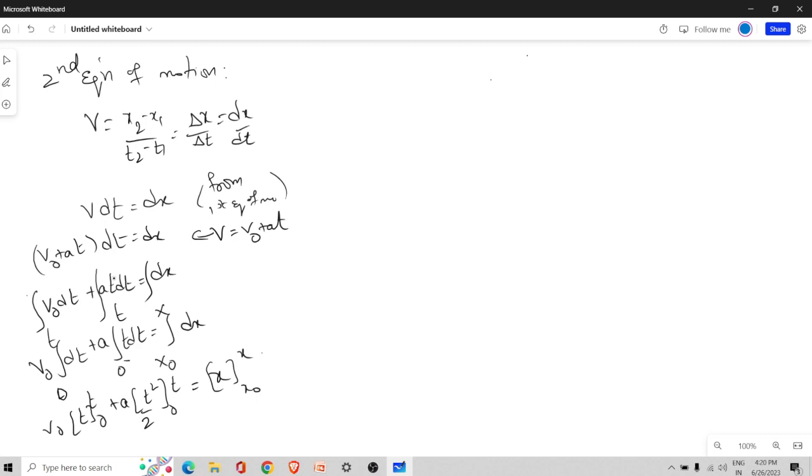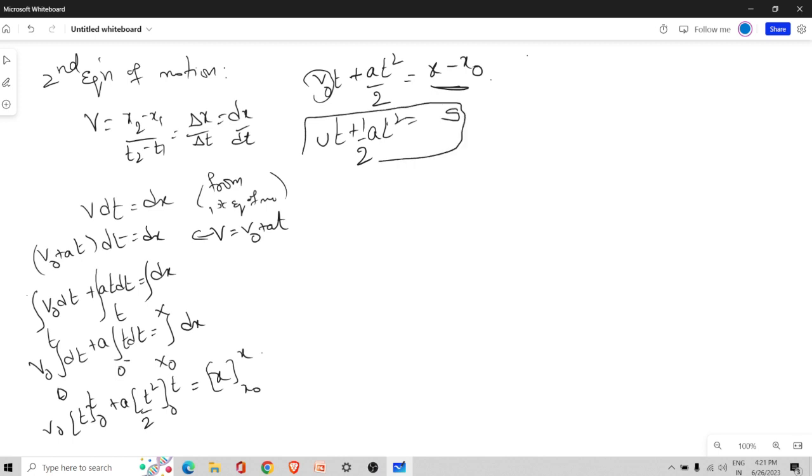Then I write this as v0 into t plus at square by 2 is equal to x minus x0. So I can write this with displacement as s, initial velocity as u, it is ut plus 1 by 2 a into t square, which is s is equal to ut plus half at square, resembling the second equation of motion. Now let us go for the third equation of motion.